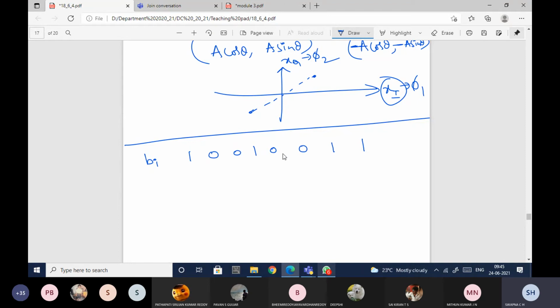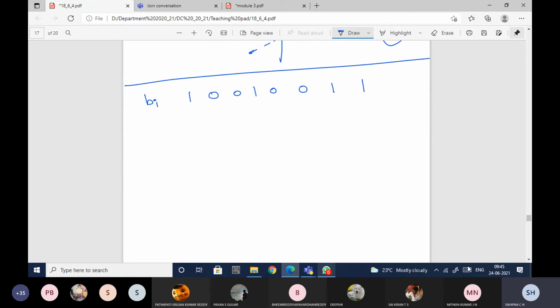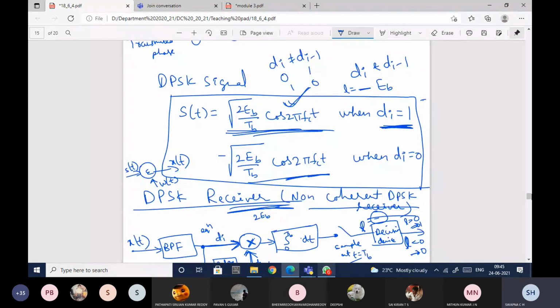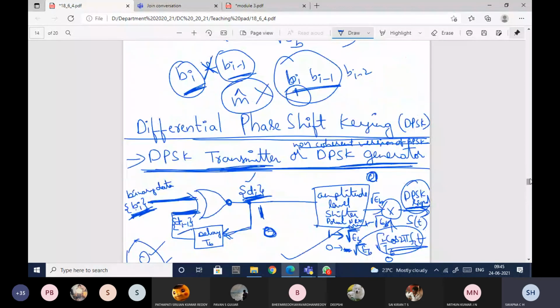illustrate the operation of DPSK. In the sense, here what you need to do, starting from the differential encoding, transmitting, receiving, everything you need to explain. Okay, so bi is a binary data 1 0 0 1 0 0 1 1. Now I need to first differentially encode it, right? See, if you just see here, transmitter, I need to differentially encode it.